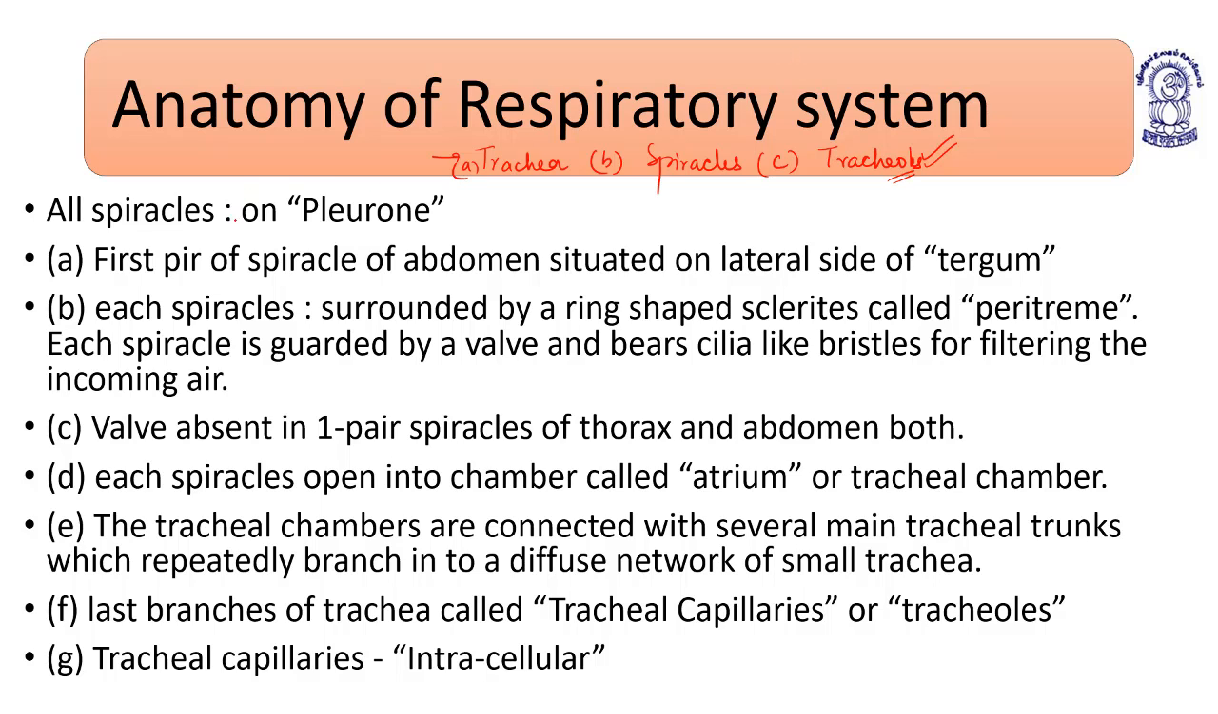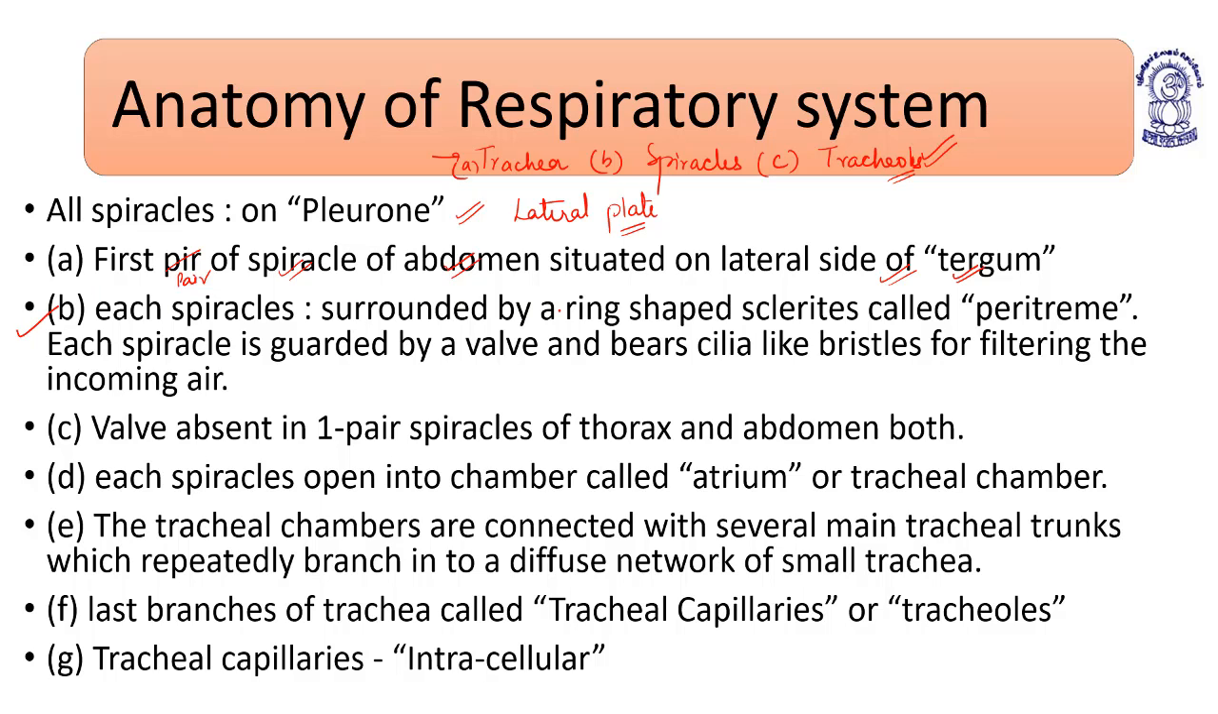Now all spiracles are present on the pleuron, which means the lateral plate. So all spiracles are present on the lateral side, the pleuron. The first pair of spiracles of the abdomen is situated on the lateral side of the tergum. Generally, all the spiracles are present on the pleuron, the lateral plate, but the first pair of abdominal spiracles is on the lateral side of the tergum.